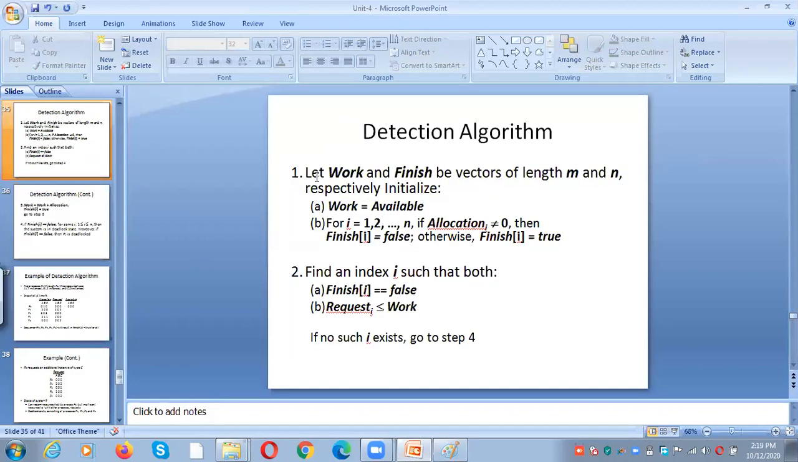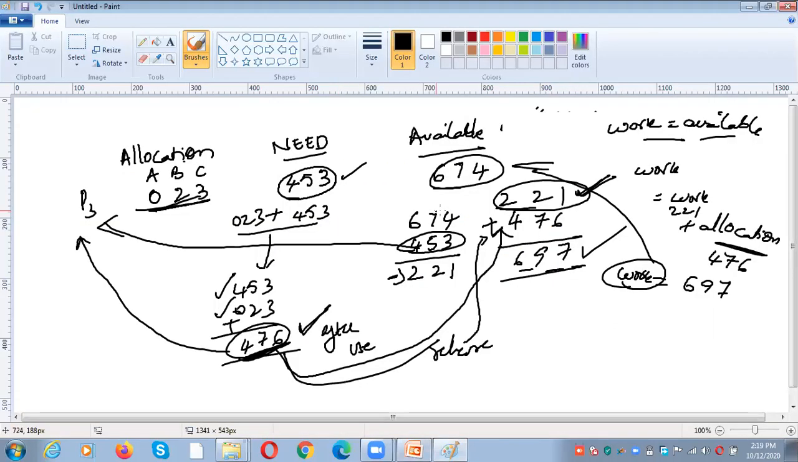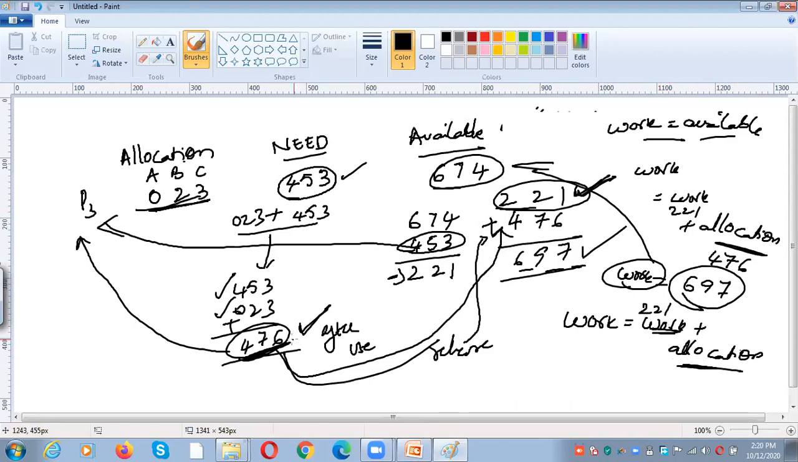Go to the previous slide. Observe here: work equal to available. So here 6, 9, 7 is now available. How can we get the 6, 9, 7? How are we getting 6, 9, 7? By using a formula called work equal to work plus allocation. What is work plus allocation? Work is available. Earlier, how many available? 2, 2, 1 available. Okay, how many allocated to the process? 4, 7, 6. By adding those two, we will get 6, 9, 7.